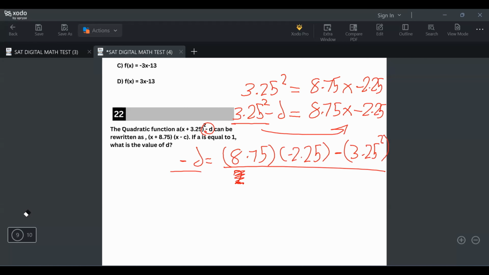So negative D will equal negative 30.25. Okay, so the value of D is equal to 30.25. So the answer is 30.25.